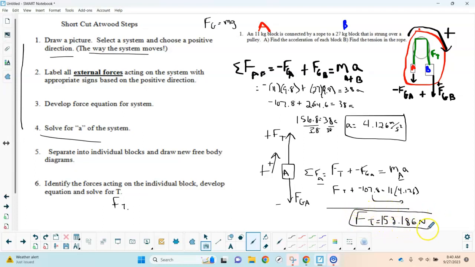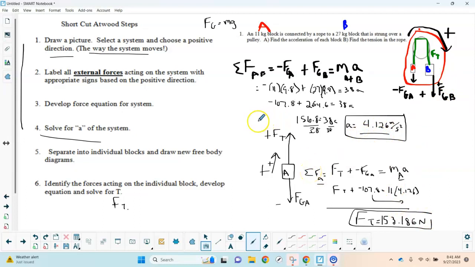You could check it with the other one. You could do the same kind of idea with the other block: draw your free body diagram, set up your equation, solve for the tension. You'd get the same number. It's using some different values, but that's okay. You could also check it by putting this 264 as the force going down and the 153 as the force going up, taking the difference in those two, and then dividing by the mass, and you get the acceleration, which is going to be the same number that we calculated in the first part.